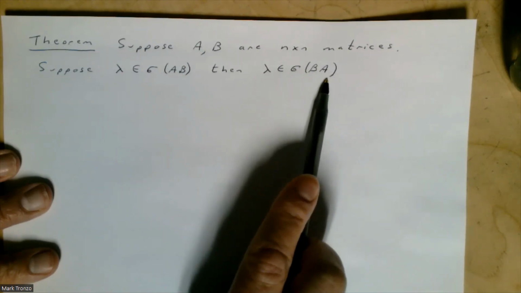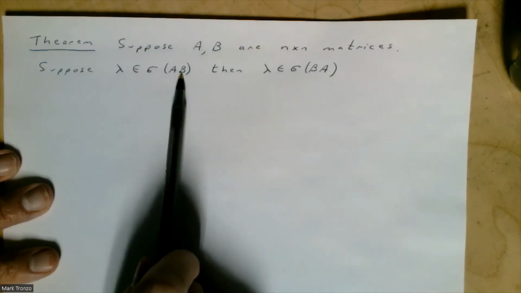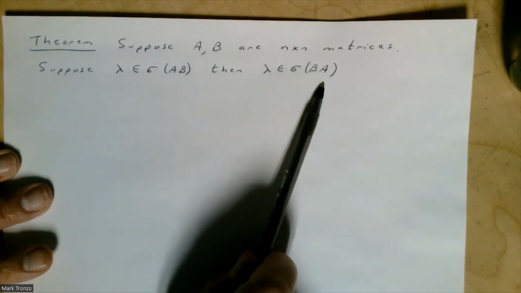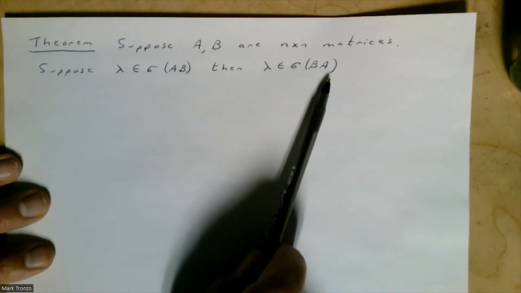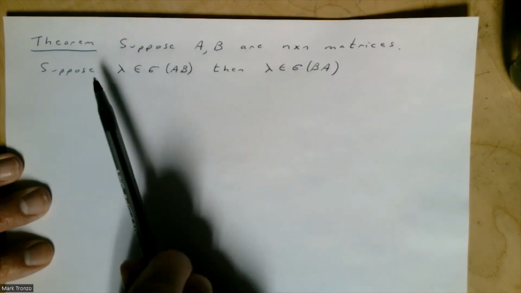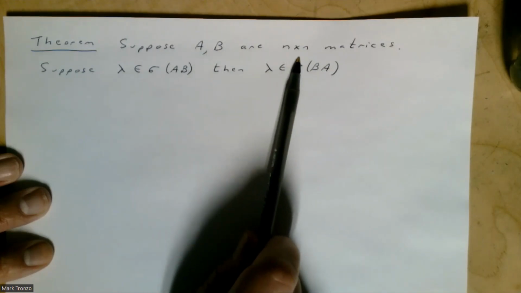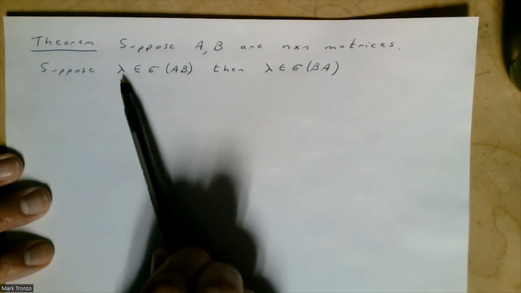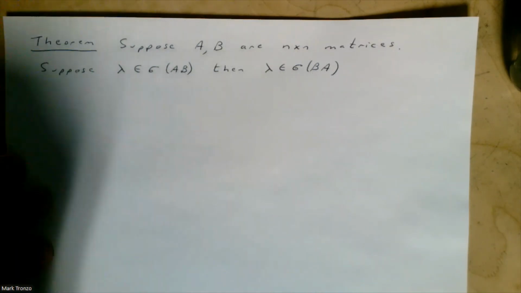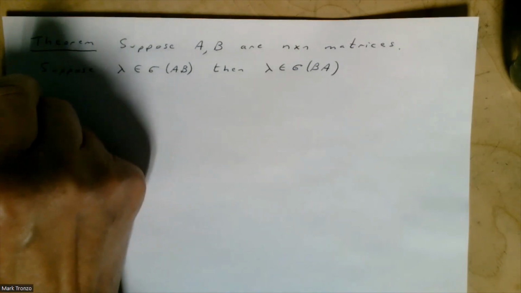That's kind of interesting because, in general, two matrices don't commute. In general, AB is not equal to BA. In some rare cases, AB is equal to BA. But in general, it's not true. On the other hand, if A and B are both square matrices of the same size, and lambda is an eigenvalue of AB, it's also going to be an eigenvalue of BA. And once again, we can prove this.